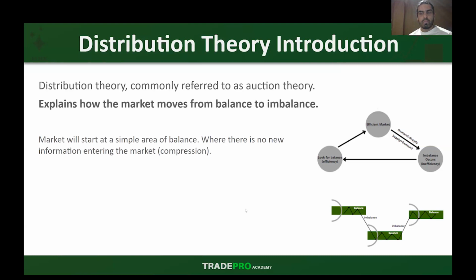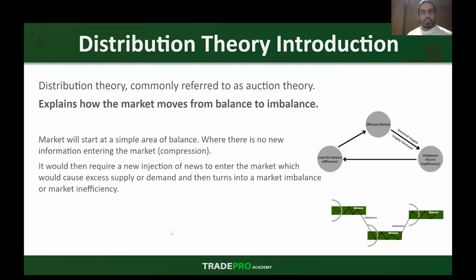This is where we would consider the market to be in efficiency. Obviously, this isn't efficient market theory for investors. It's just market efficiency in terms of markets being priced in a balanced area where there's a compressive period. There's no new information entering the market. We're in a compression. And it would then require a new injection of news or some kind of new information to enter the market, which would cause an excess of supply or demand, right? Which will turn the market from balanced to imbalanced or quote unquote inefficient. This is how you generally see market moves.